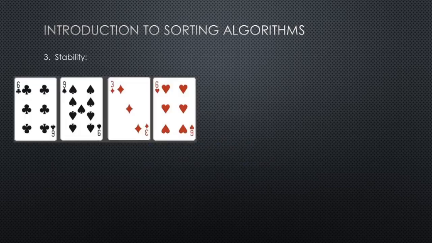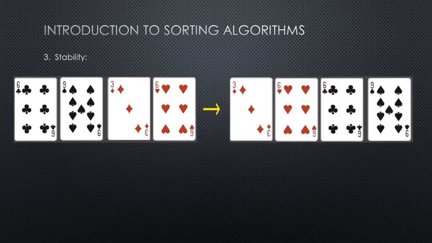Suppose we have a set of cards like this. We want to sort these cards in increasing order of rank. We have a 3 of diamond, we have a 9 of spades, and we have two 6s, one of club and the other of heart. One possibility will be this. The cards are sorted by rank. We've got 3, 6, 6, 9. But if you see in the original list, 6 of club was before 6 of heart. In this arrangement, the 6 of heart has come before the 6 of club.